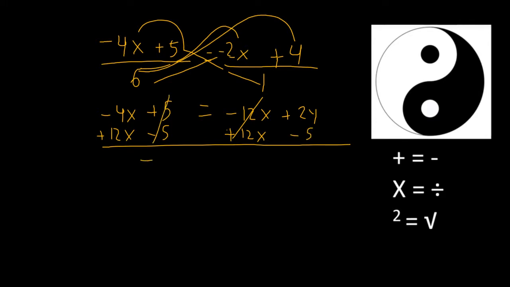So now it's 8x equals 19, divided by 8, divided by 8. So x now equals 19 over 8.